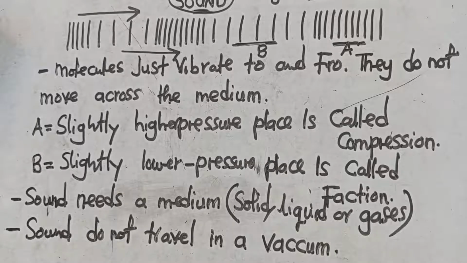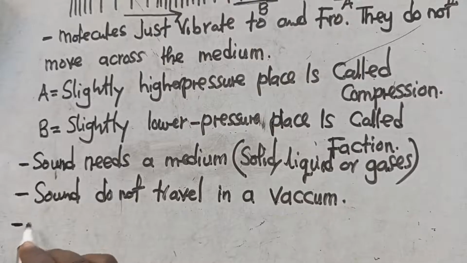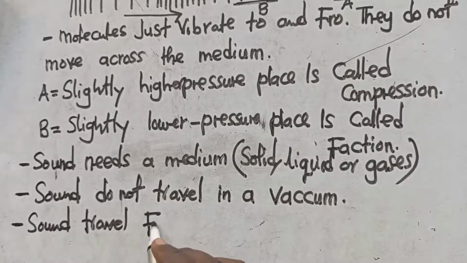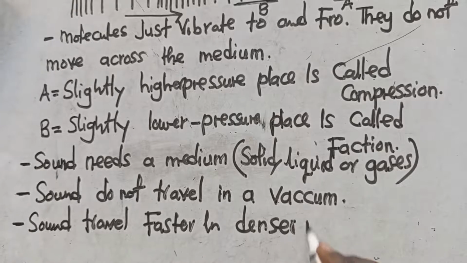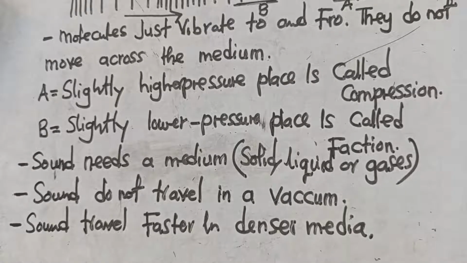And you discover that sound travels faster in denser media. So this is what you need to get. Sound travels faster in denser what? Denser media. This is to tell you that it travels faster in liquids than in gases. And it travels fastest in solids.